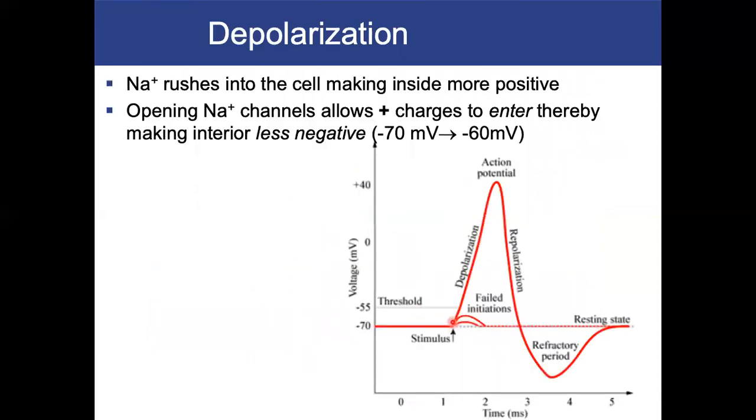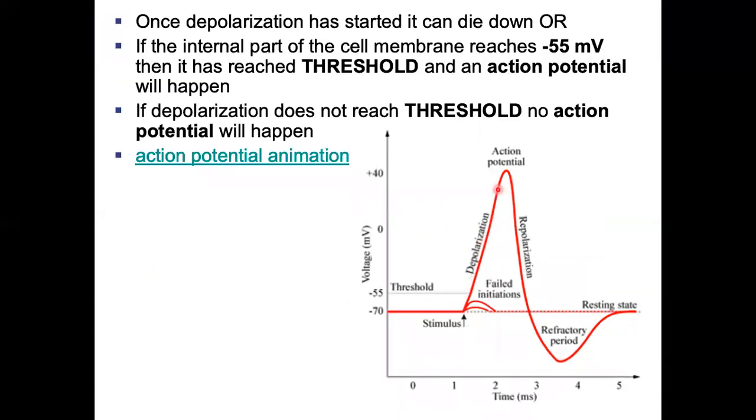So depolarization is to make the cell more positive, the inside of the cell more positive, right? And so you can say less negative, that's fine, more positive, same thing. And so sodium is going to rush in, causing that depolarization. Okay, so once depolarization has started, it can die down, or if it hits negative 55 inside the cell, then an action potential will happen. Okay, if it doesn't hit threshold, no action potential will happen. So you can take a look at that.